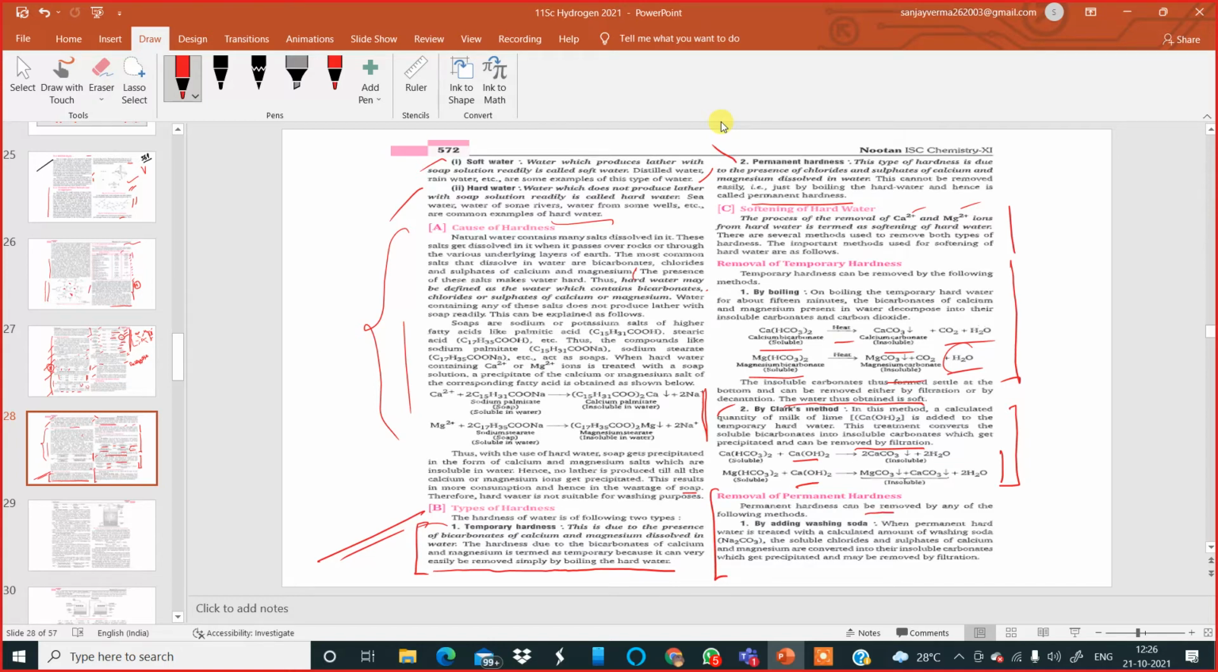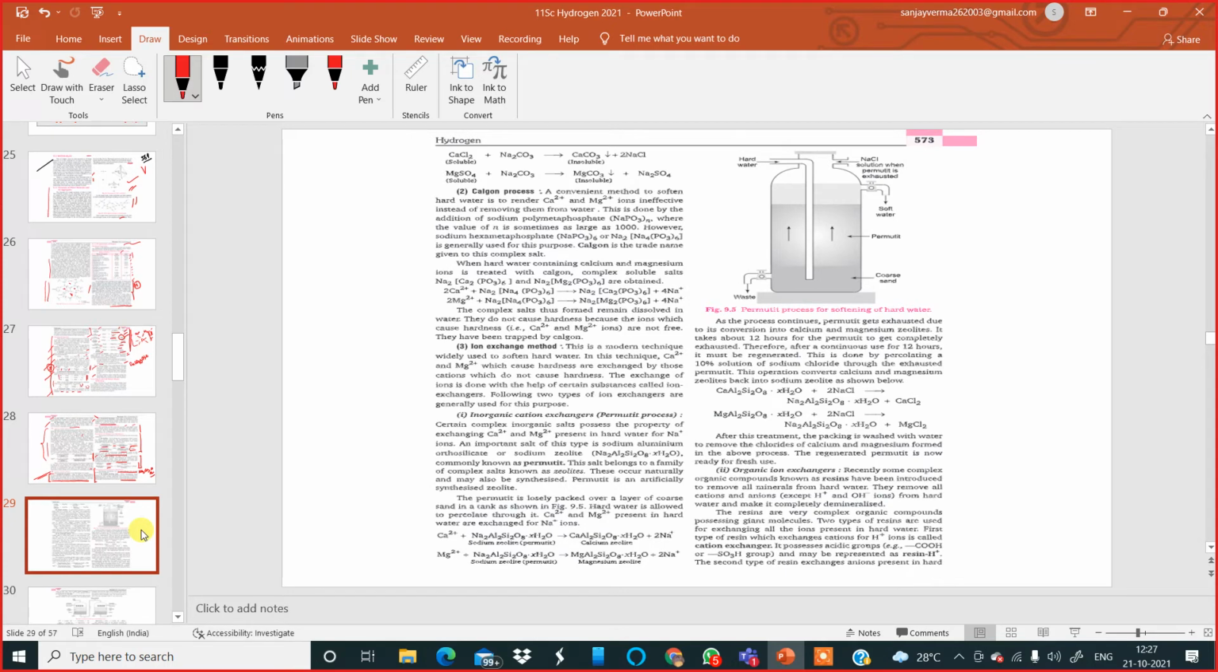Now, how to remove the permanent hardness of water? The permanent hardness can be removed by any of the following methods given below. The first one is by adding washing soda. Washing soda is Na2CO3.10H2O. This is washing soda. So if we add washing soda, the soluble chlorides and sulfates of calcium and magnesium are converted into their insoluble carbonates, which get precipitated and may be removed again by filtration. So use of washing soda to remove hardness is called removal of the permanent hardness of water. This you have to remember. Okay, so there can be questions asked on this.